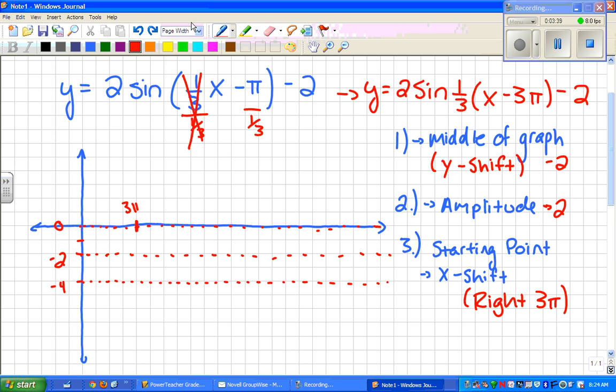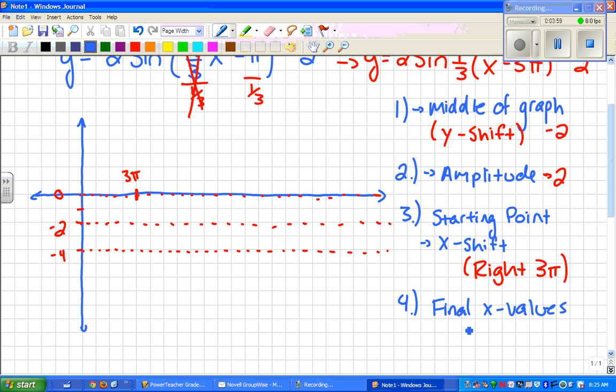So that last thing that we are going to do is fill out the other x values. So final x values. In order to put all those points down, we need 9 points total. So 3 pi is 1, and I'm going to need 8 more. So 1, 2, 3, 4, 5, 6, 7, 8.